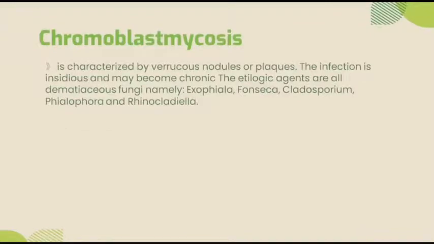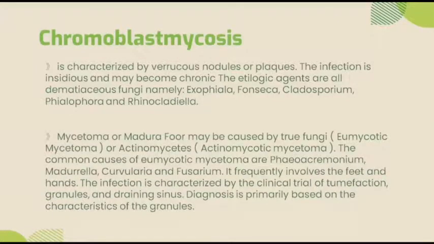Chromoblastomycosis is caused by Phialophora verrucosa, Cladosporium carrionii, and Rhinocladiella aquaspersa. It involves the skin and subcutaneous tissue and produces sclerotic bodies. It is characterized by verrucous nodules or plaques. The infection is insidious and may become chronic. The etiologic agents are all dematiaceous fungi.